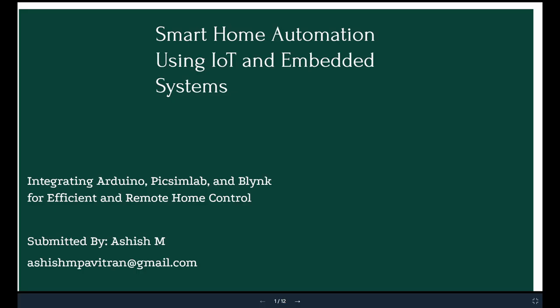Today I am going to present about the topic Smart Home Automation using IoT and Embedded System, integrating Arduino, PixSim and Blynk for efficient and remote home control.